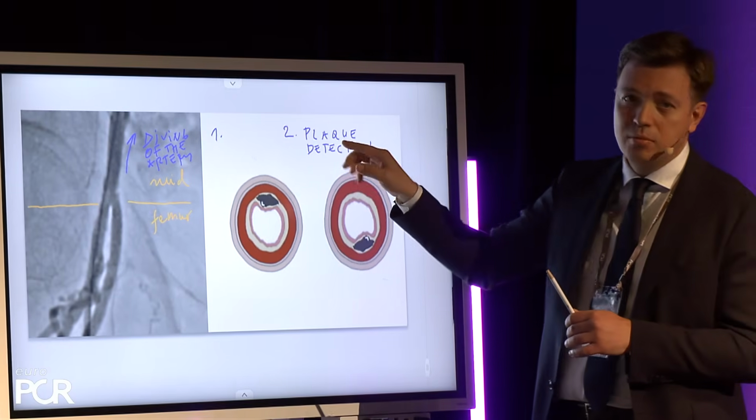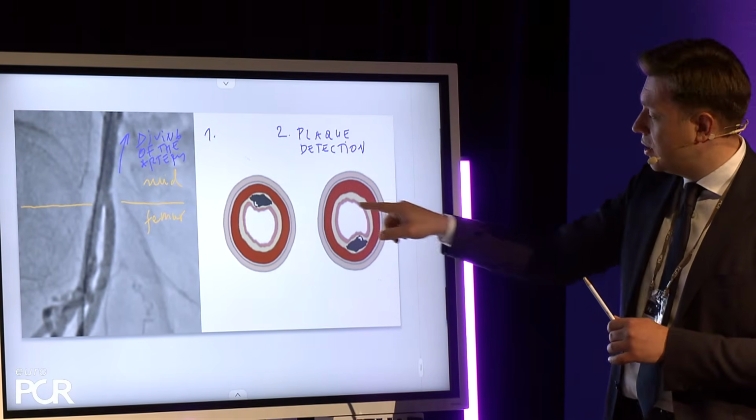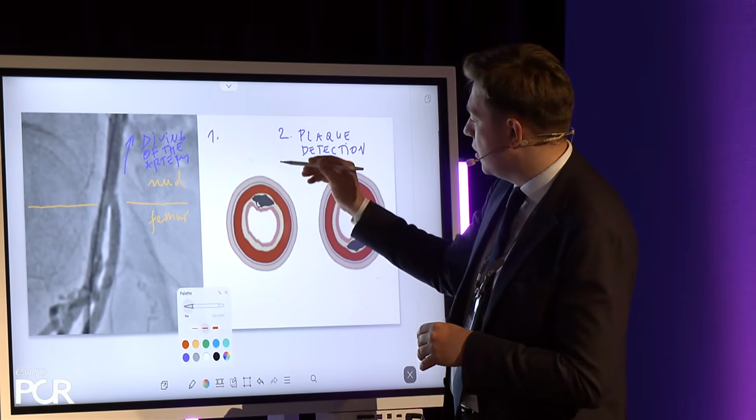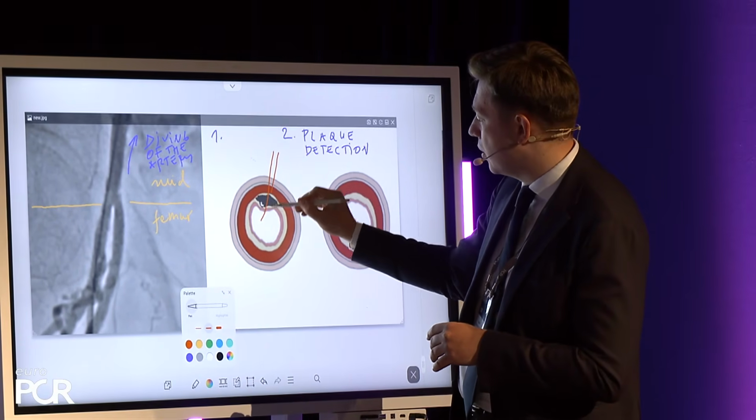The second reason why ultrasound is important is to avoid plaque. Just imagine this: you place your needle here, and it goes through this plaque.